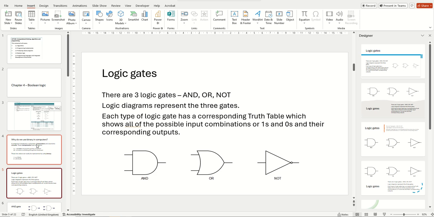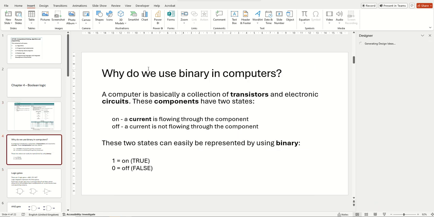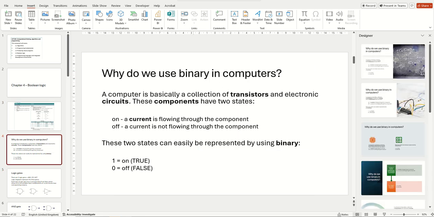Okay, let's go a little bit of a step back, and I just want to talk about this. Why do we use binary in computers? A computer is basically a collection of transistors, like switches, and circuits, and those components have two states. So in a circuit you've got electricity going round or not, and with a switch, a transistor, it can either be on or off, which is how you can store the state of something, whether or not it's a 1 or a 0 in binary. So that is why we use binary.